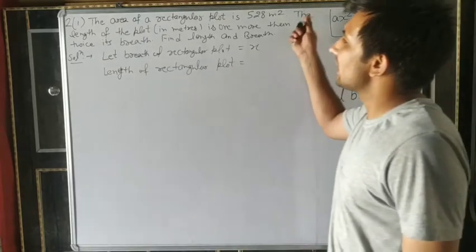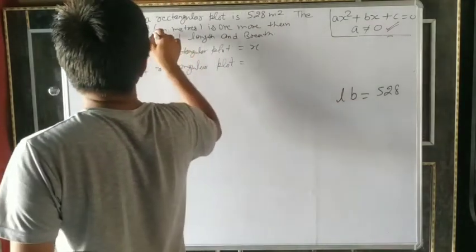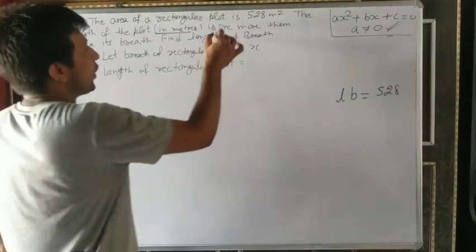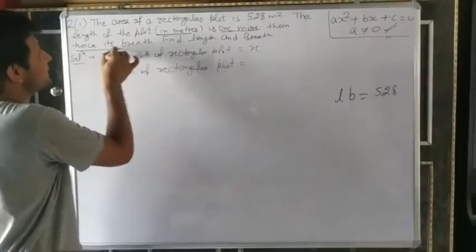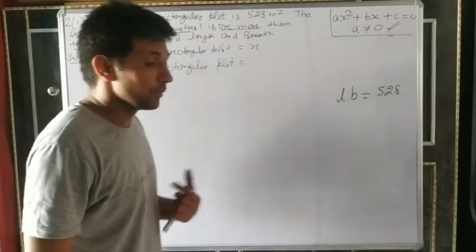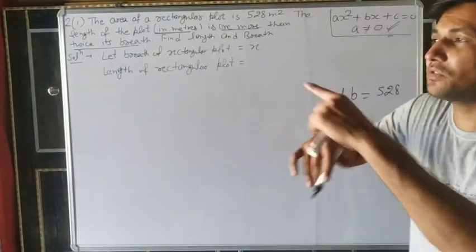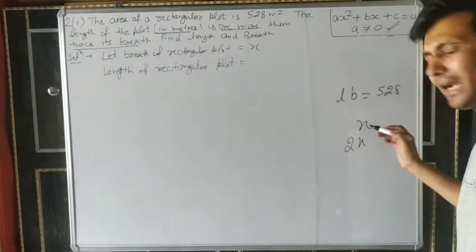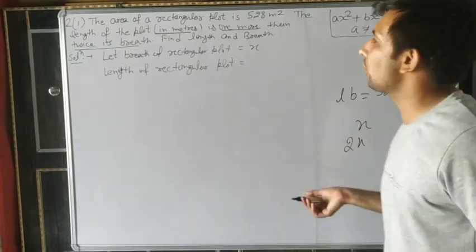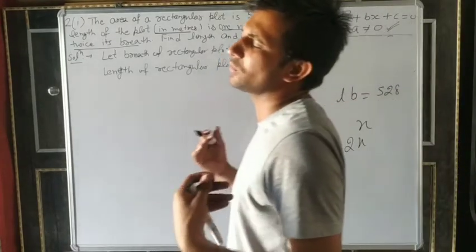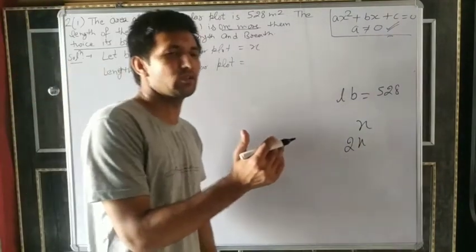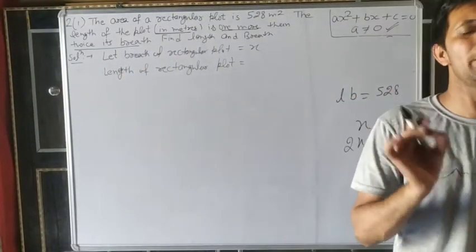But the length of the plot in meters is one more than twice its breadth. Because it is given the length is twice the breadth plus one. If breadth is x, then length is 2x. It's very simple. We have no need to find length and breadth now; we will find length and breadth in the next exercise. Okay, only in this exercise you will make the equation.